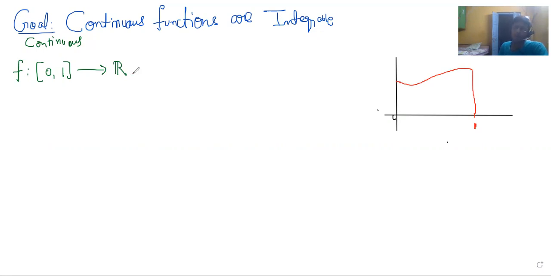So any ideas how we can show that it is integrable? Just tell me something that I can get started with. See, till now we don't have any theorems. Okay, we do not have any theorems. So we have to start with the definition. Right?